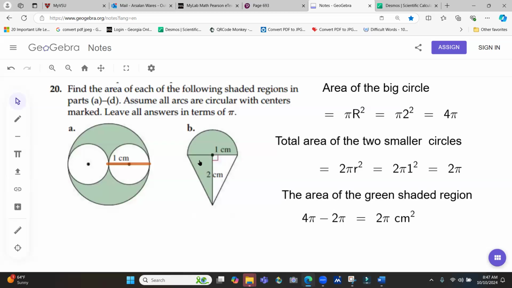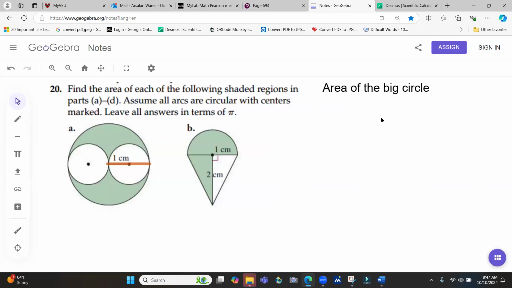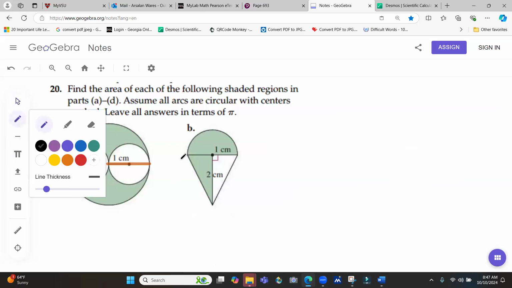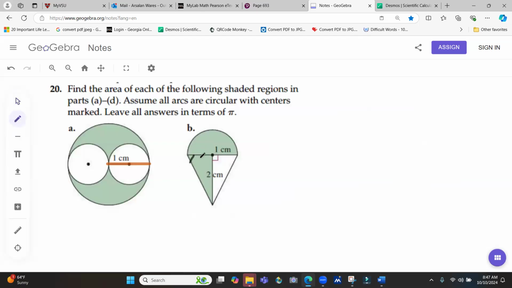Okay, guys, let me try part B. I do need the extra room, so I'm going to delete some of these, if that's okay with everyone. Here they want you to find the area of this green shape, which is really a triangle plus a semicircle. And hopefully we have the formulas to do both.